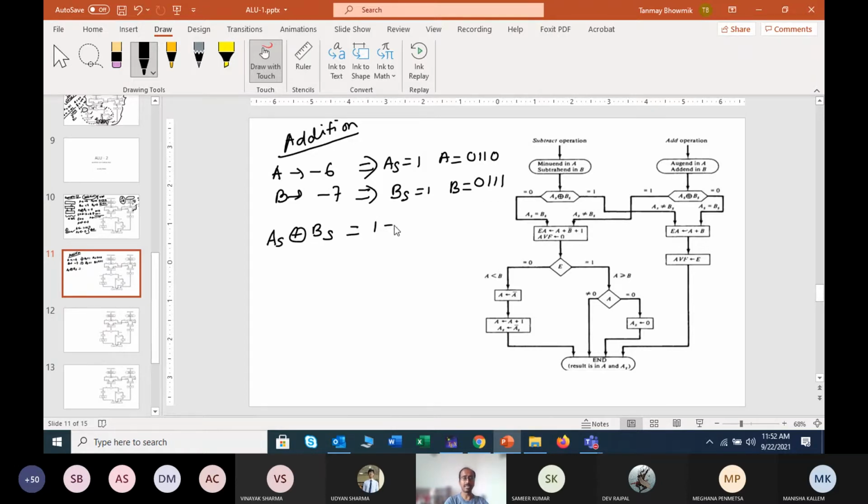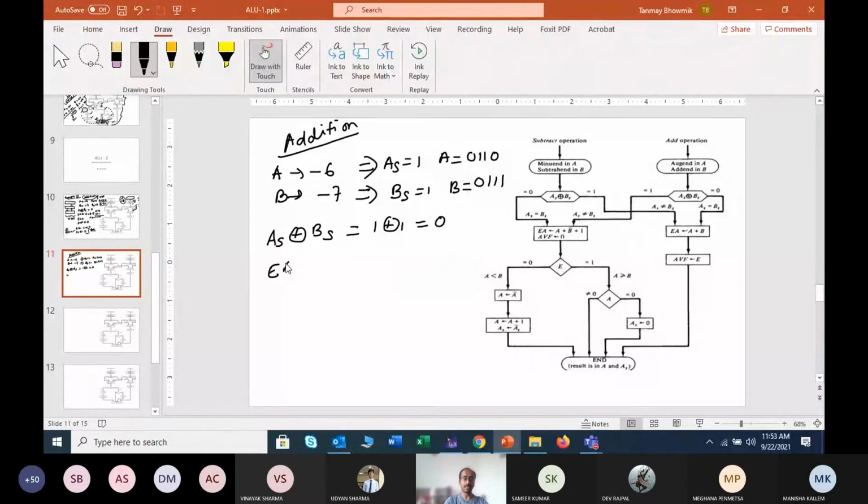What will you get as a result? 1 XOR 1 means 0. So again it will follow the same route. EA equals A plus B. Now you don't need to change anything anywhere, you don't need to do anything. It is asking to perform simply addition, so you will simply perform these two additions. E is equal to A plus B, right?